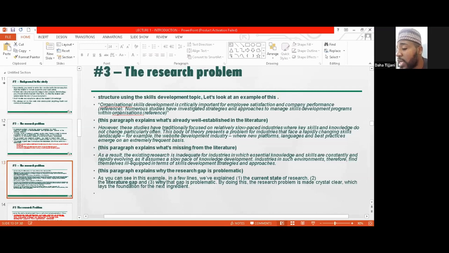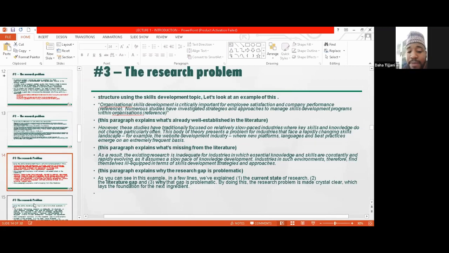So as you can see from the example, in few lines, we have been able to, number one, state the current state of the research. Number two, we're able to show the literature gap. And number three, why the gap is problematic and has to be studied. So by doing this, the researcher has made it crystal clear that the research problem lays the foundation for the next ingredient of the research.